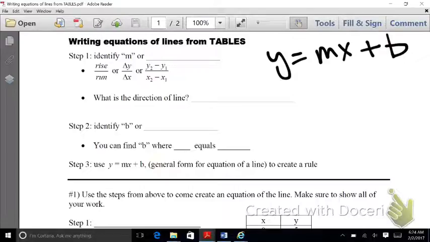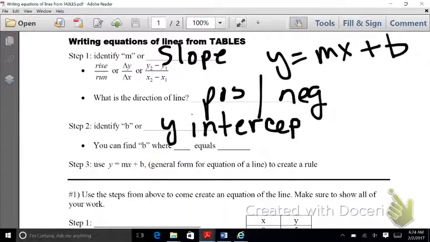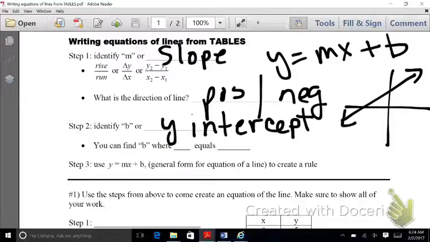Okay, so first of all, we know that m is another way of saying the slope. So the first thing is that we're going to have to find the slope, and then we're going to have to figure out which direction that slope is going in. So you're either going to make it a positive or a negative once you figure out what that slope is. Then we're going to identify b, or the y-intercept. And then finally, we've discussed this briefly. Remember that the y-intercept is wherever the graph crosses the y-axis.